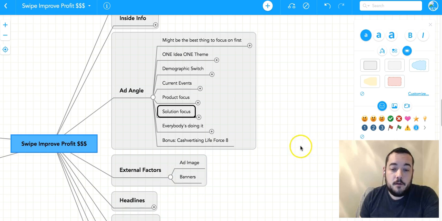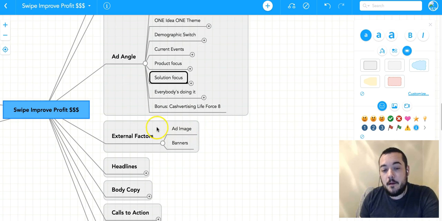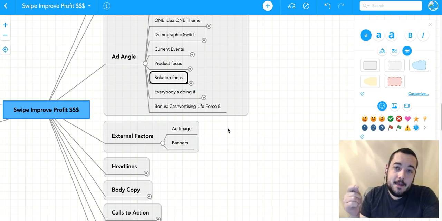I also wanted to talk about external factors in this video, and here I just want to talk about ad images and banners. These are the only two external factors that you can change as far as your advertising is concerned, especially for advertising by placement, for example, with advertorials and things like that. I'm actually going to link videos about images and about banners below, because I have better, longer videos that I don't want to put into this video. So again, if you want to learn more about ad images and banners and how you can mix those things up and make them better, I will link the video in the description below.